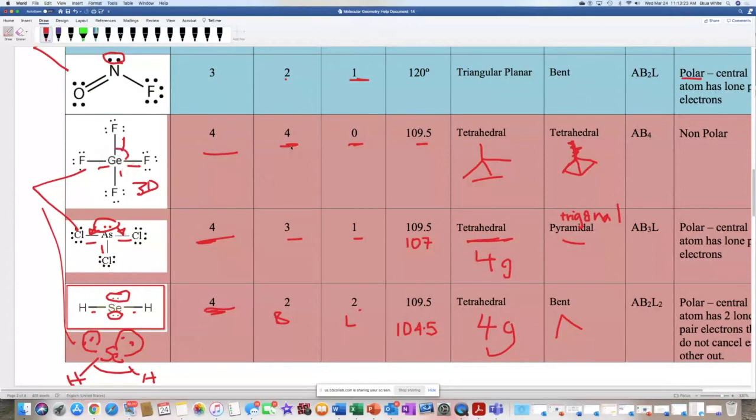Is it four groups where all four are bonds? Is it four groups where three are bonds but one is a lone pair? Is it four groups where two are bonds and two are lone pairs? Okay, remember, we start with four, all four bonds. Replace one bond with a lone pair. Replace two bonds with lone pairs, and then we kind of degrade it as we go down. And then you have the different variations.